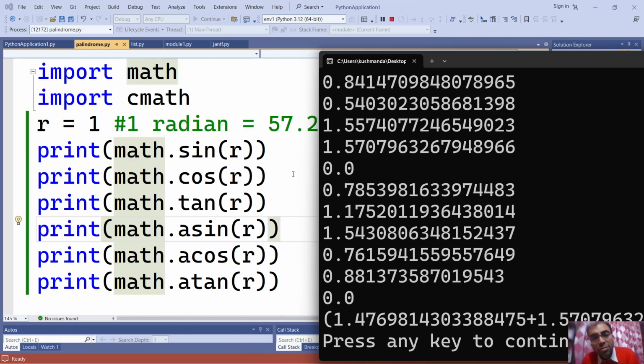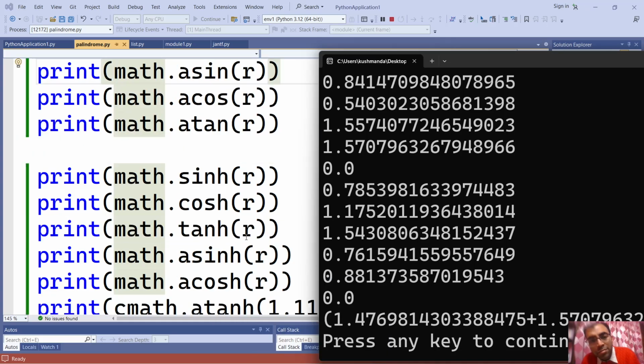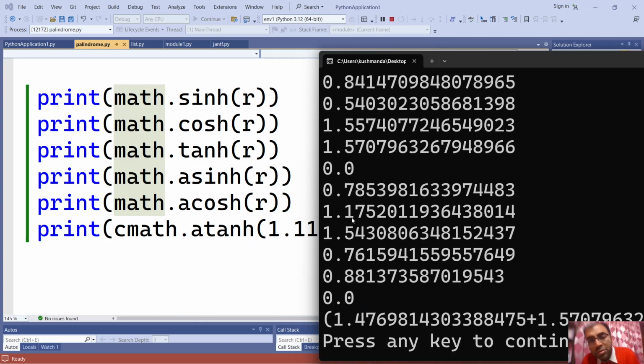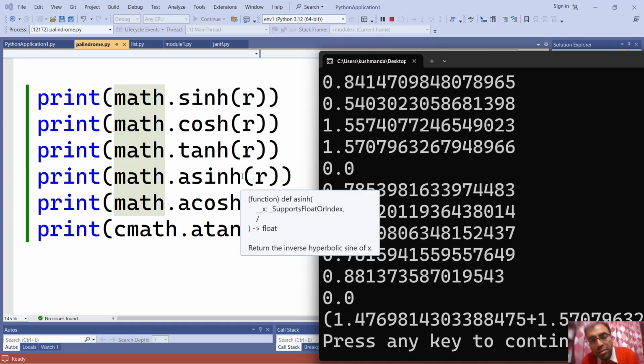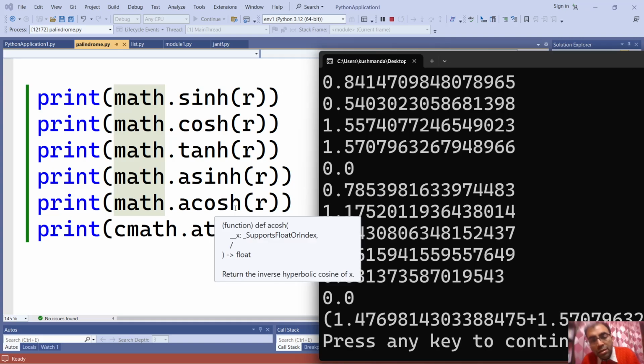Now let me go first of all. Sine is 0.841, then cos is 5.4, tan is 1.555, inverse of sine is 1.57, then inverse of cos is 0, inverse of tan is 0.785. Then sine hyperbola is 1.75, cos hyperbola, sorry, 1.543, then tan hyperbola you can compare, and that is 0.765. Inverse of sine hyperbola, that is 0.881. And second last one I'm getting 0.